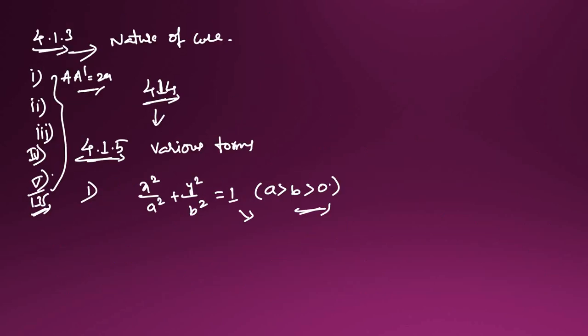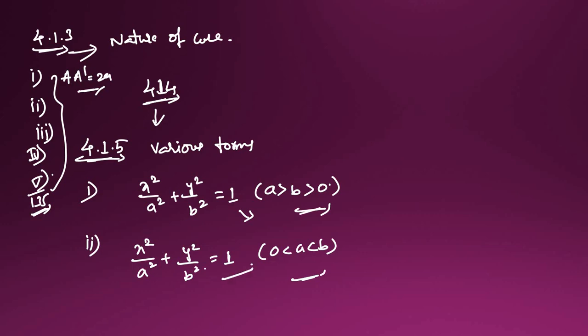Okay, now my dear students. Here our second point is the second ellipse, x square by a square plus y square by b square is equal to 1, where 0 is less than a less than b. If you have this type of equation, the major axis and minor axis are all given. So please practice those also.